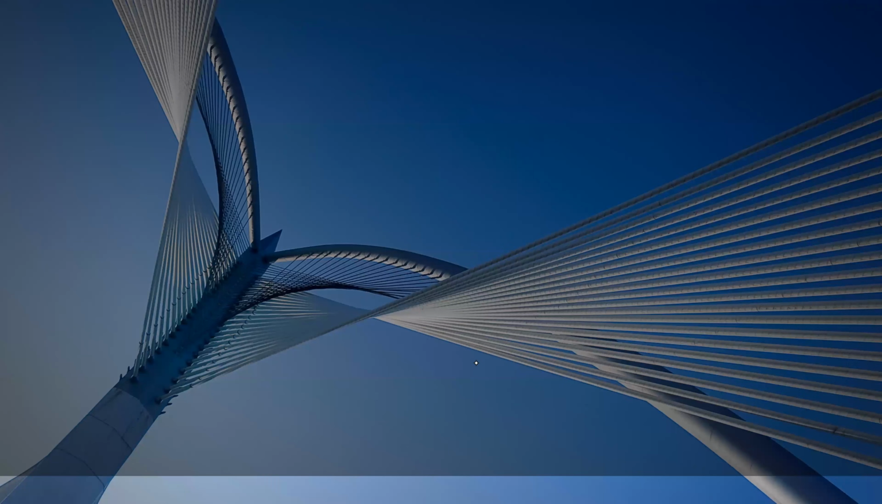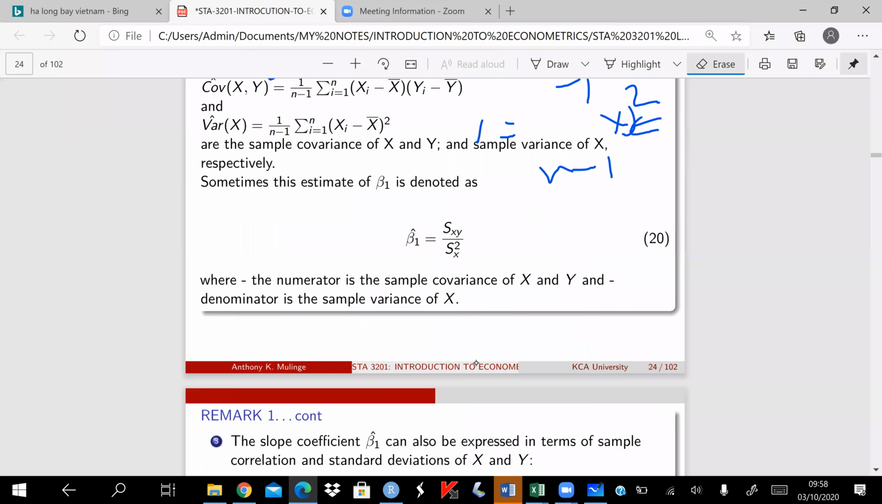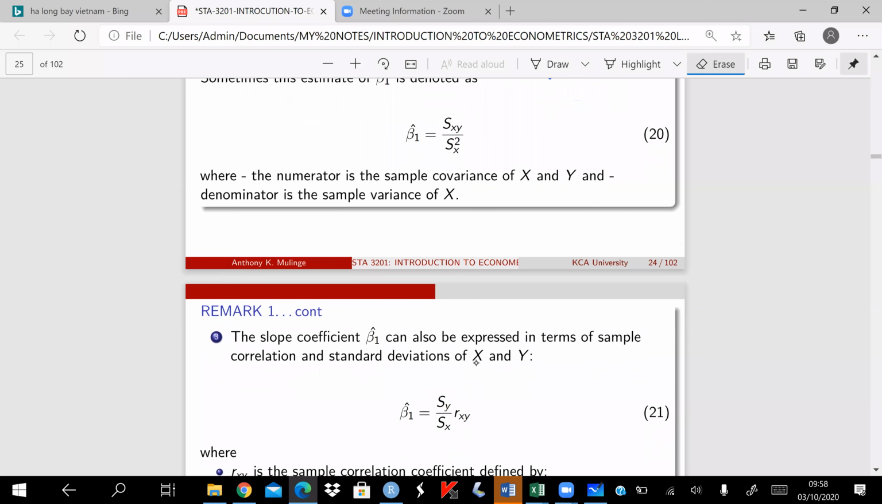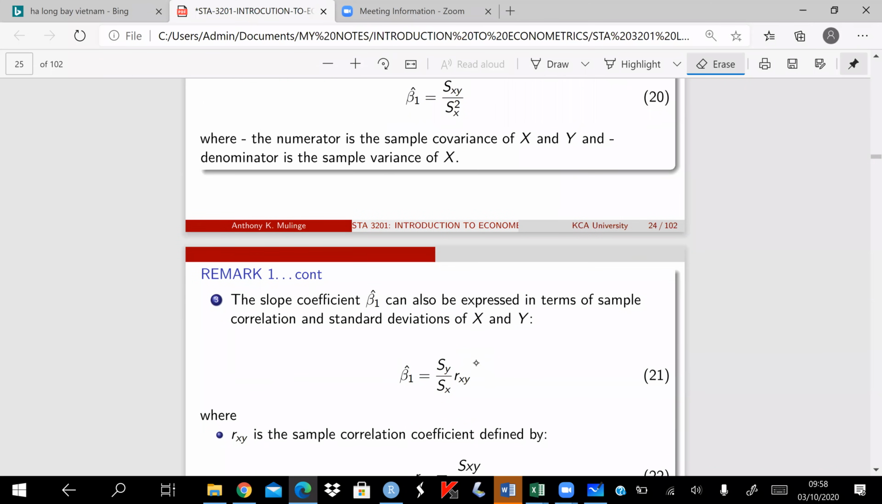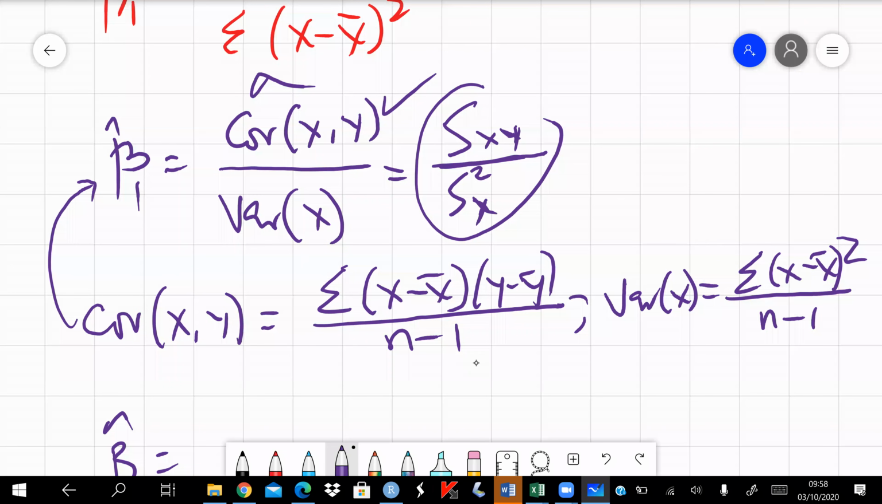Then maybe this is what I thought we were going to explain. You can also express this in terms of correlation, where you have something like this. So this is just a little bit of manipulation of this expression. When you manipulate this a little bit, you'll end up with the formula given there.